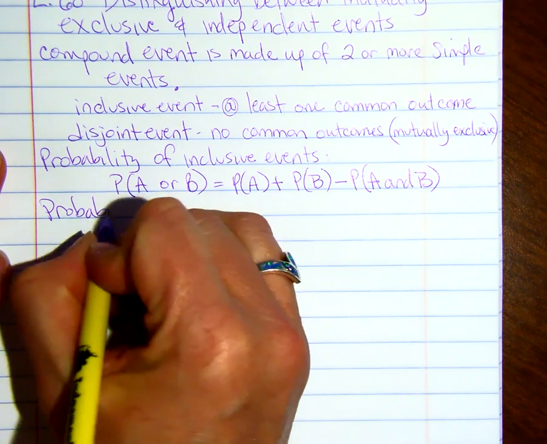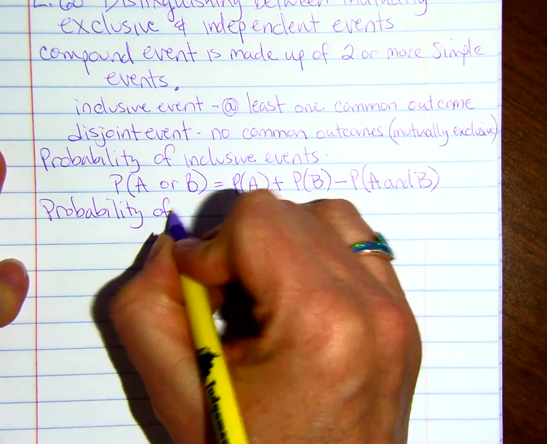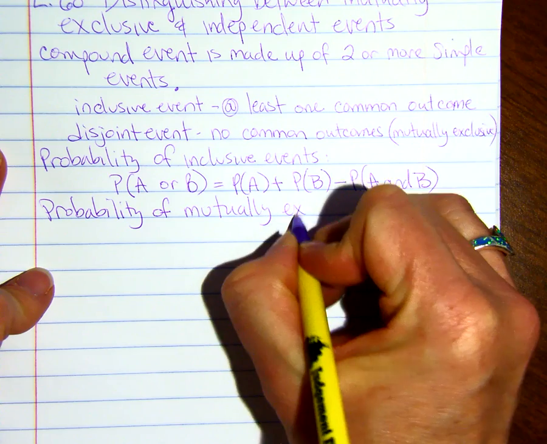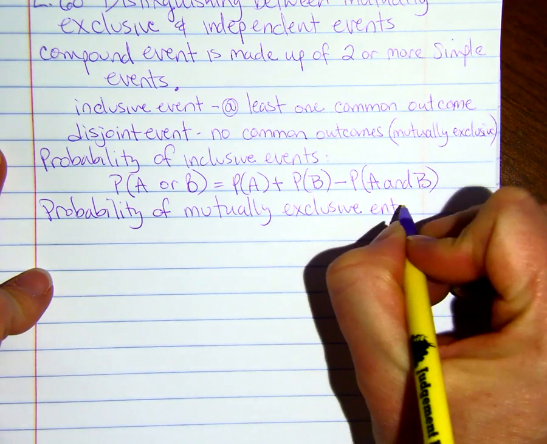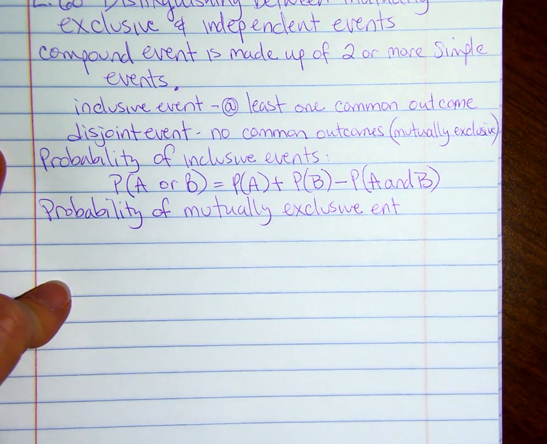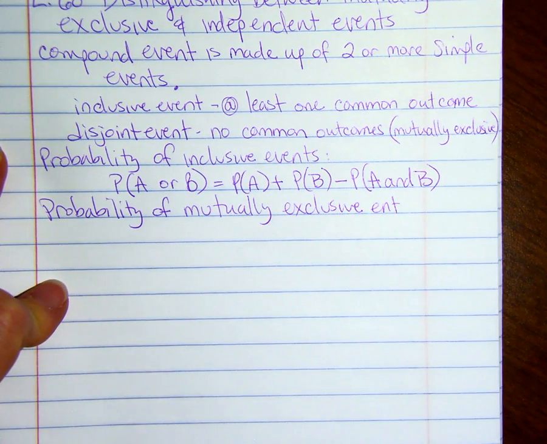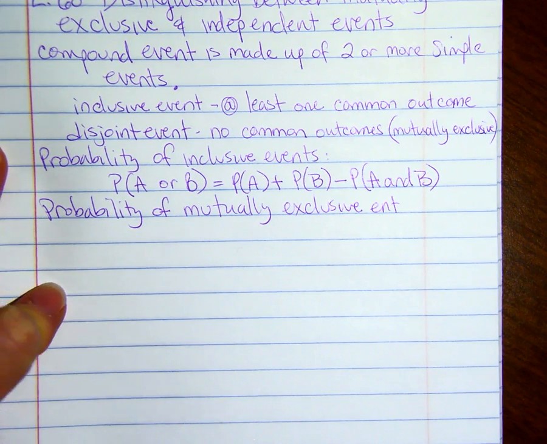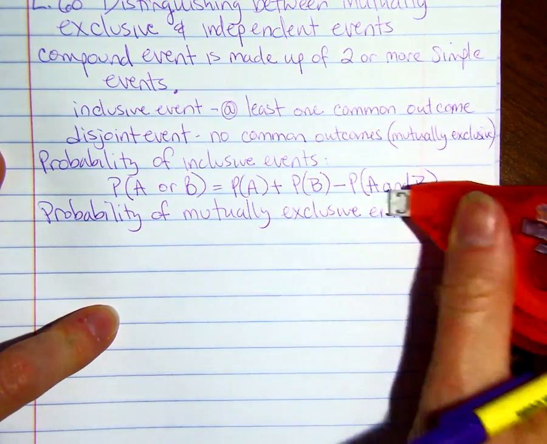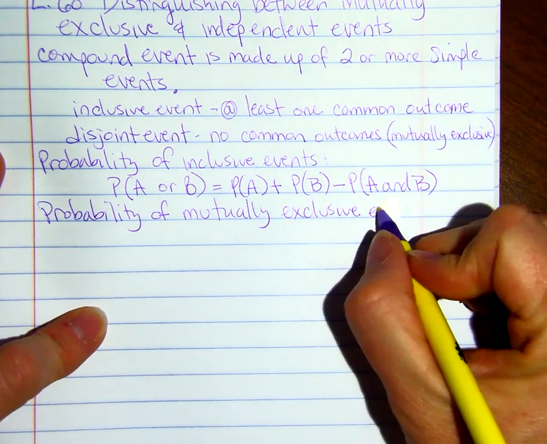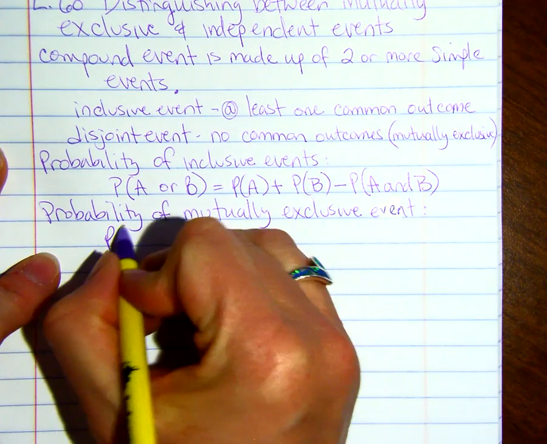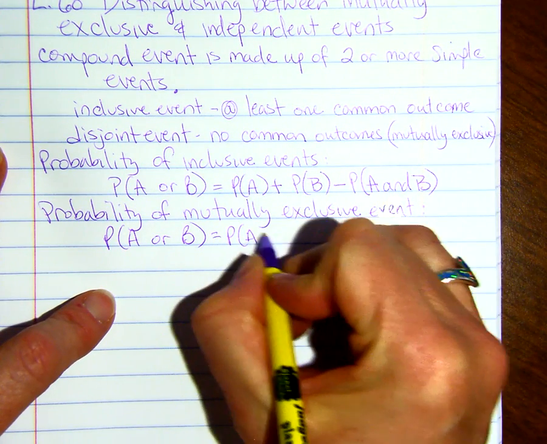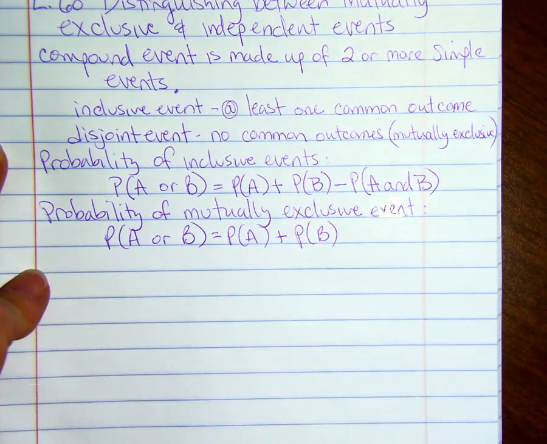Then the probability of a mutually exclusive or disjoint event is the probability of A or B, but since they're mutually exclusive, they don't have any in common. It's just the probability of A plus the probability of B.